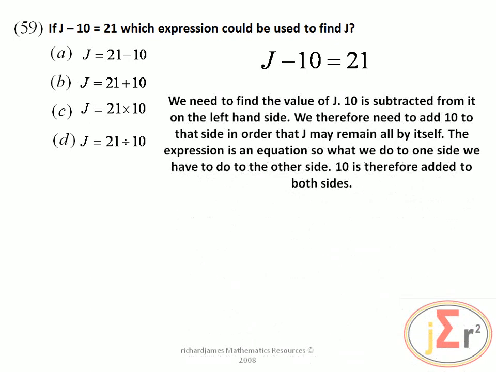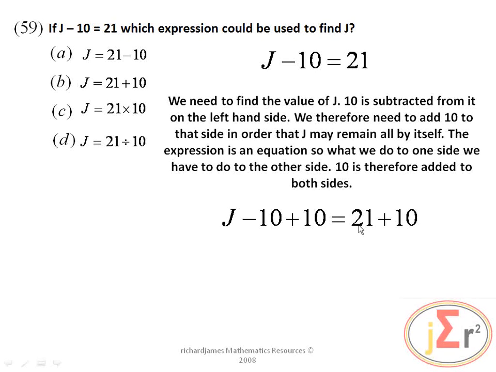That will take care of the 10 that is on the left hand side, and it will be eliminated completely. But the expression is an equation, so what we do to one side, we have to do to the other side also. So we're going to add 10 to both sides. There we have it, and negative 10, positive 10, those numbers are what we call, Jerry, additive inverses, and they will be eliminated from the left hand side.